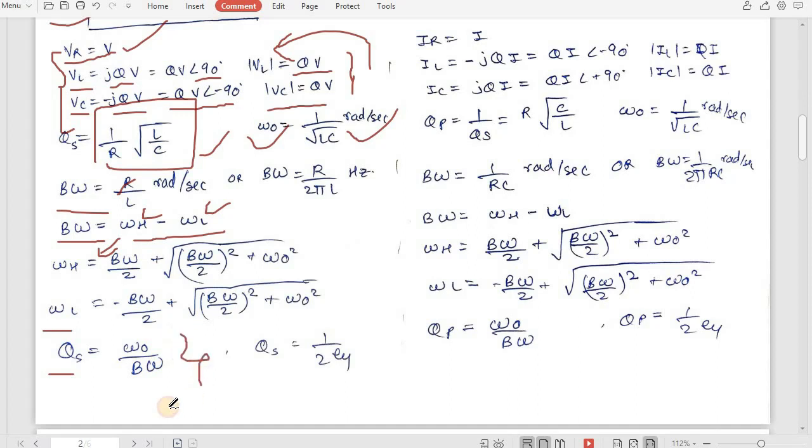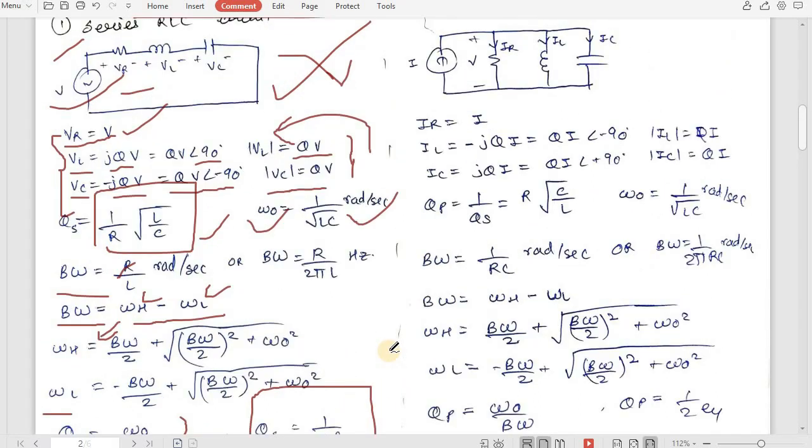Okay, this is a very handy formula, you should take note of it. And the last formula that you should know for series RLC network is this one. Quality factor of series RLC network in terms of zeta is 1 upon 2 zeta. This will be handy whenever we get any transfer function, and from the transfer function we have to get the quality factor.